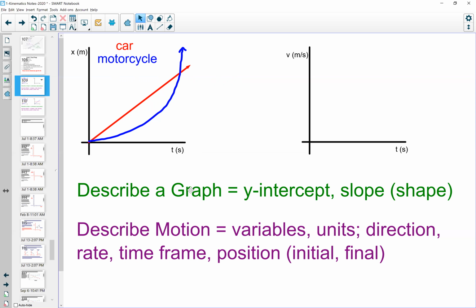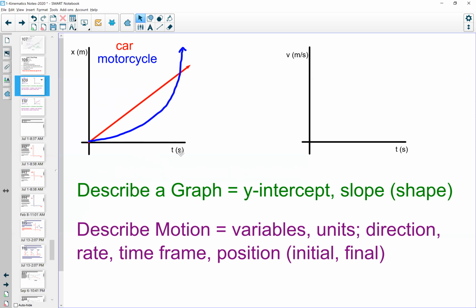I don't need you to tell me why the slope is what it is. I just want you to tell me what the slope is. I don't need you to tell me why the intercept is what it is. I just want you to tell me what it is. You're just trying to describe what the graph looks like visually. You're not trying to explain it. The motion part is where it's going to help me detect whether you understand it or not. Okay. So for instance, in this example, I have a graph of a car in red and a graph of a motorcycle in blue.